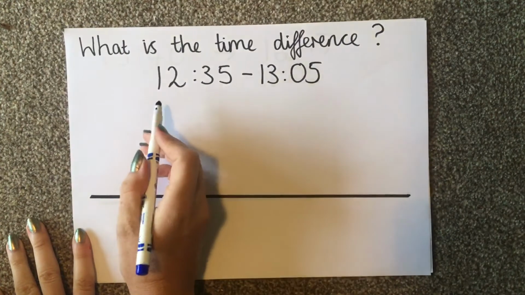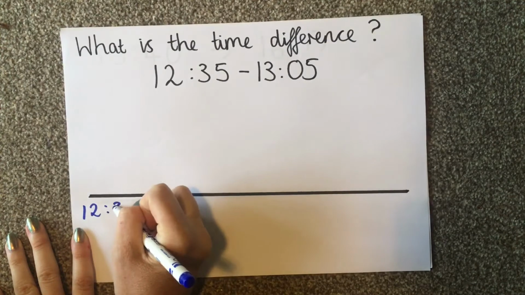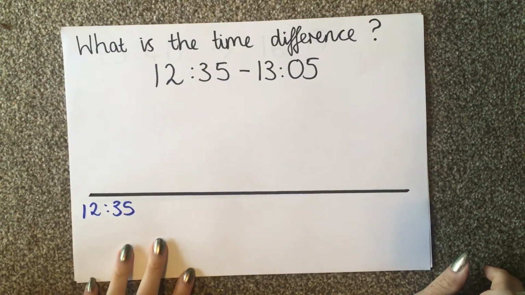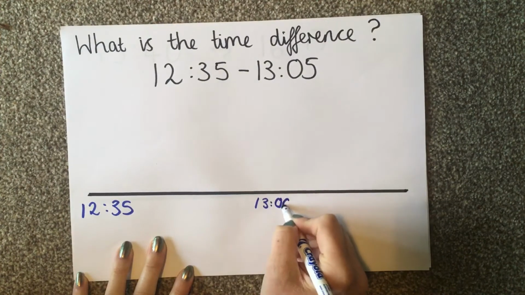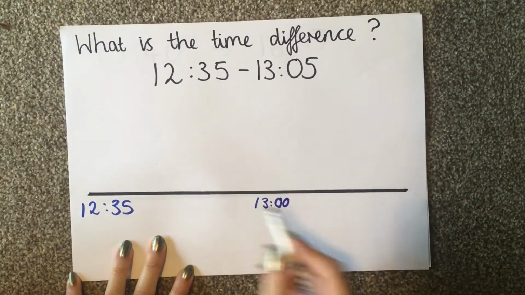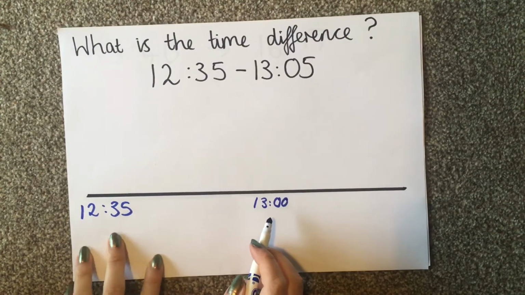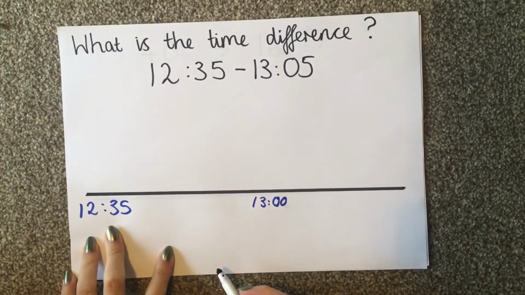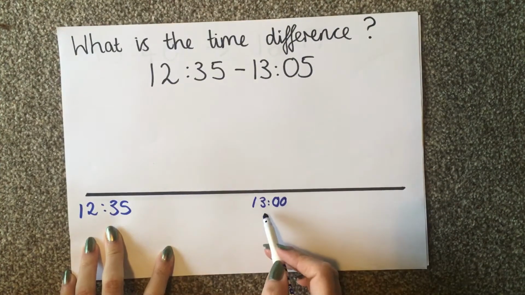If I was to try and work out the difference between these two times, I'm starting at 12:35 and I need to think to myself, what would be an easy time to get to after 12:35? My answer would probably be 1300 or 1 o'clock. That would be 1 p.m. And to get between there and there, I need to think about what my jumps would be. Now, I happen to know that I could do one big jump of 25 minutes because I know that 35 is 25 minutes away from o'clock.